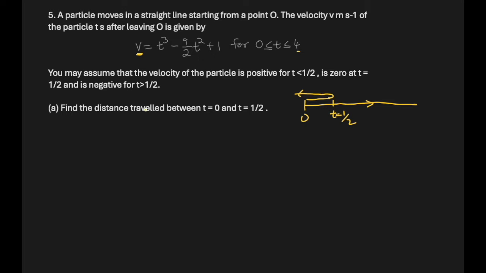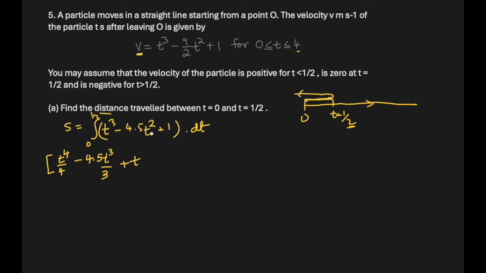We have the equation for velocity. We want distance, and since they are saying that it is changing its direction at half, they have saved our time. We will just find this distance from here to here, means displacement is the distance. So for displacement, we will write integration of velocity equation. So 0 to half of t cube minus 4.5 t square plus 1 dt. So if I integrate this, what do I get? I get t to the 4 over 4 minus 4.5 t cube over 3 and plus t. This is the integration of this, and we'll write plus c also, from 0 to half.